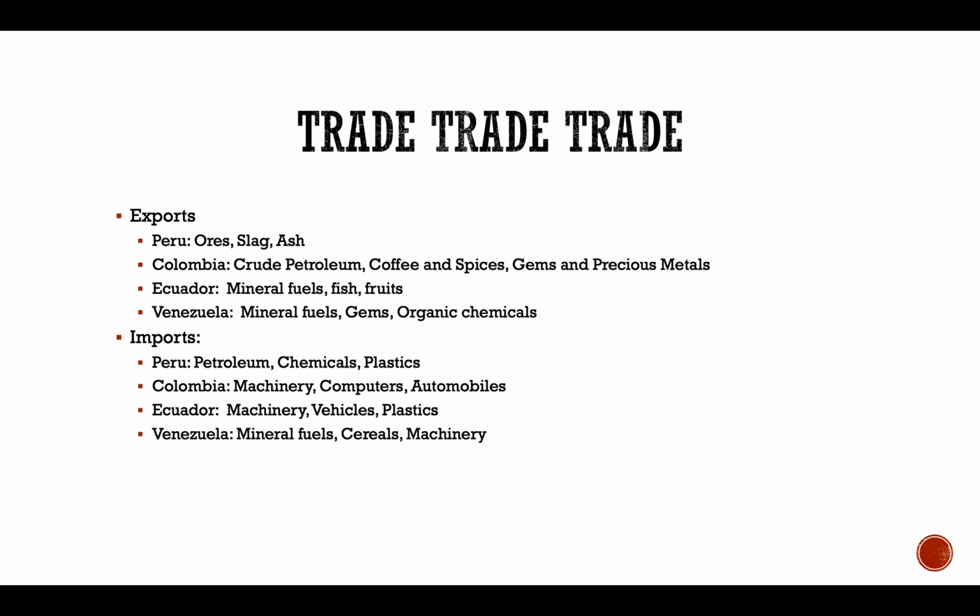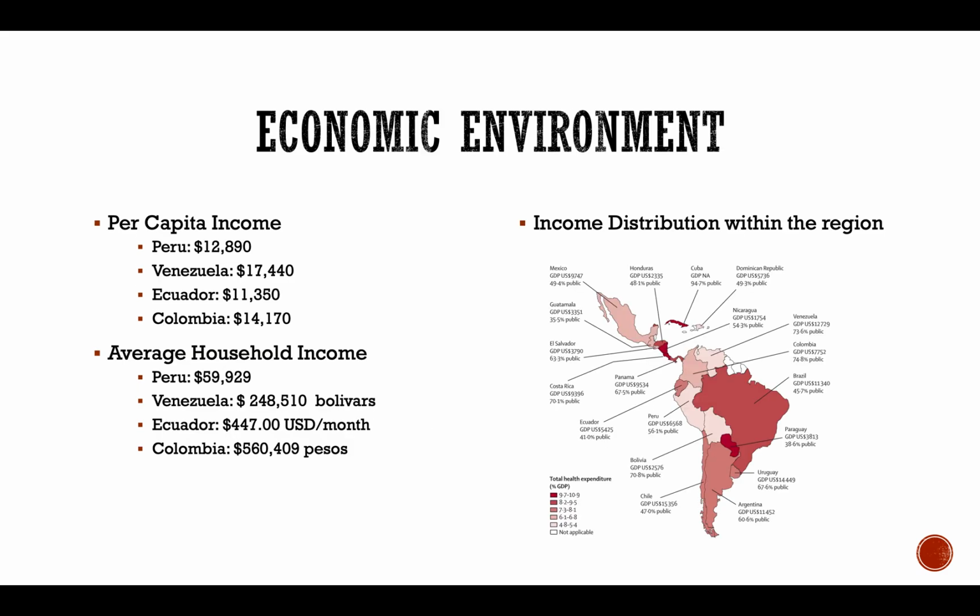Some of the major exports from this region are mineral fuels, gems, chemicals, coffee, spices, and items such as those. And they import a lot of machinery, computers, automobiles, plastics. This country relies a lot on machinery and automobiles coming in from other, more developed countries such as the United States, China, areas like those.